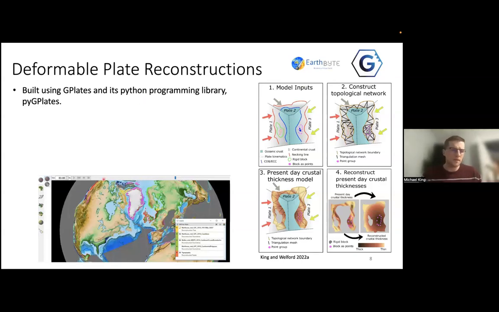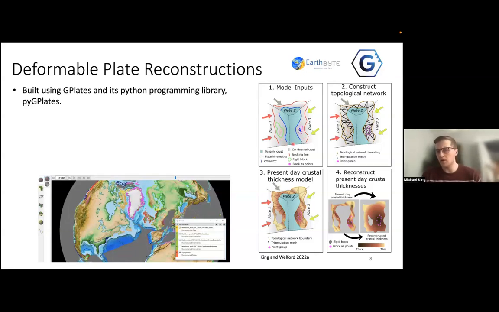The basic premise of deformable plate reconstructions is similar to rigid reconstructions in that we're reconstructing tectonic plates and microplates back through time. But one of the advantages of deformable plate reconstructions is that we can quantify crustal stretching and temporal variations in crustal thickness within these predefined regions within our plate kinematic models.